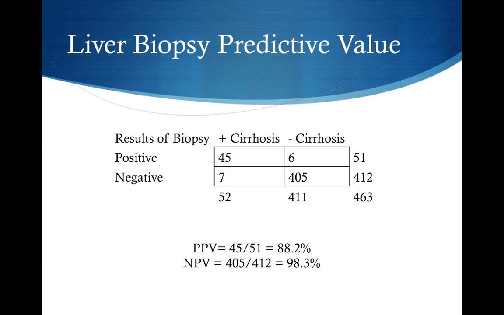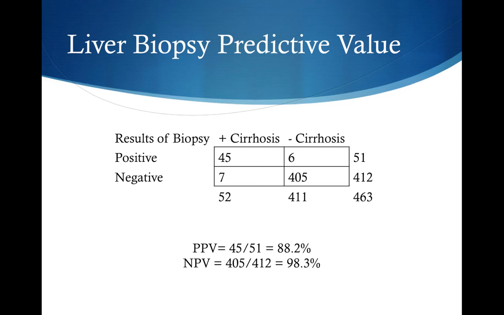So if we go back to our example of liver biopsy, the positive predictive value is going to be the number of people who both have the disease and tested positive. So in this situation, we had 45, and this is out of every single person in our group that tested positive. So that's 51, which brings you to 88.2%. And the negative predictive value, that's going to be the individuals who do not have the disease and tested negative. So these are our true negatives, 405, divided by every single individual that tested negative, which is 412, and brings you to a negative predictive value of 98.3%.